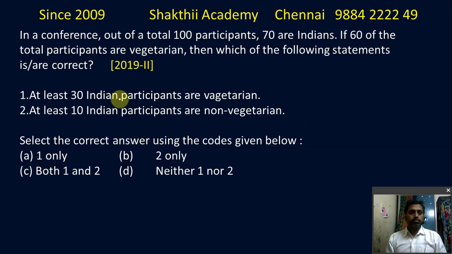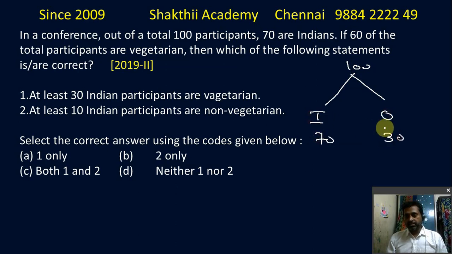Next question. In a conference, out of a total of 100 participants, 70 are Indians. It's very clear. Totally there are 100 participants, and out of that Indians are 70 and others are 30. If 60 of the total participants are vegetarian, then which of the following statements are correct? Out of the total 100, 60 people are vegetarian. Then which of the following statements can be possible?